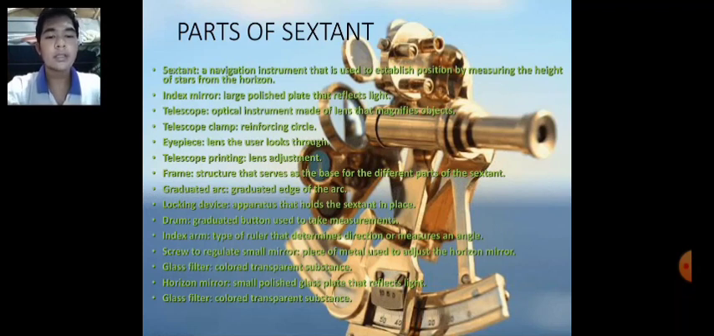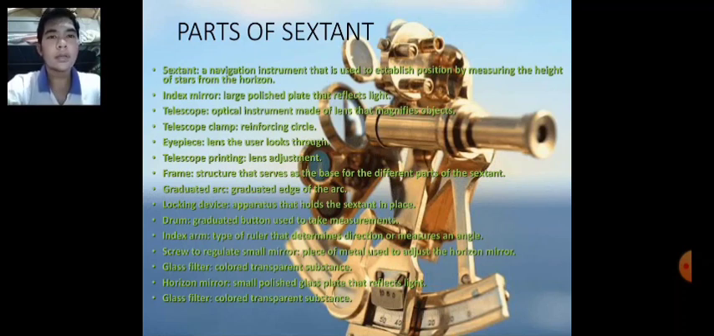So next is the index mirror. The index mirror is rectangular in shape and sits in a frame attached to the movable index arm. When properly adjusted, it should be perpendicular to the plane of the instrument. Its purpose is to reflect light to the horizon mirror.